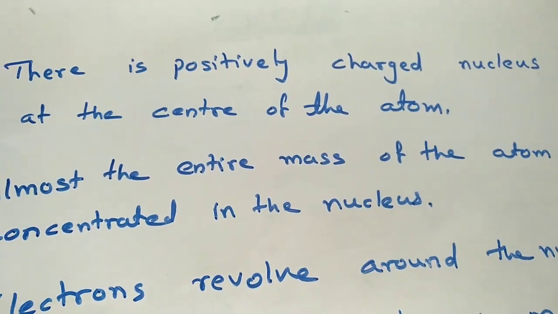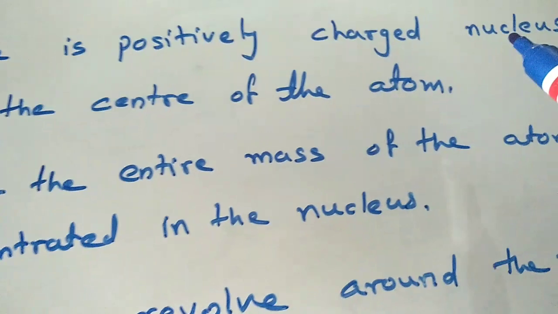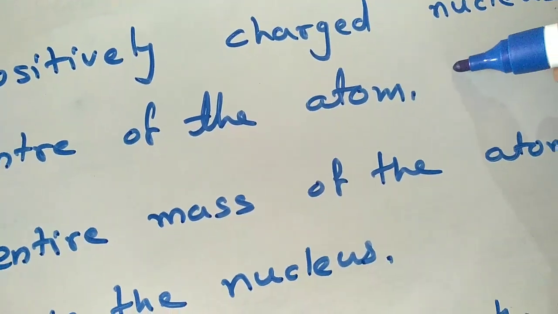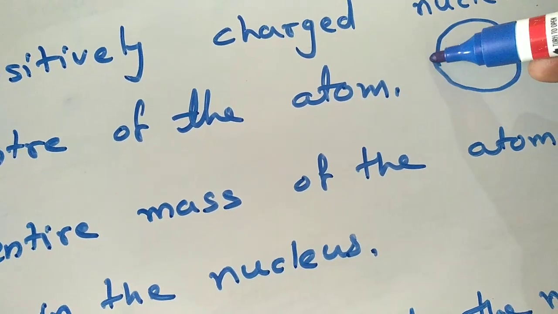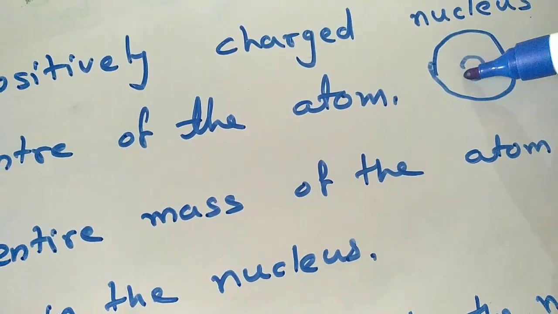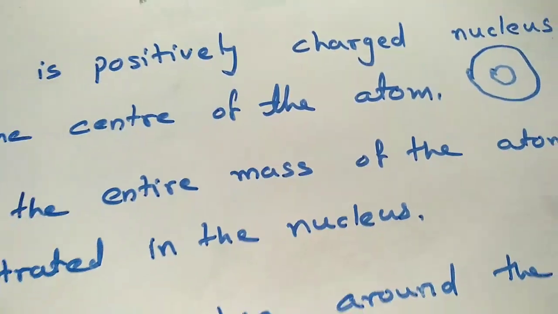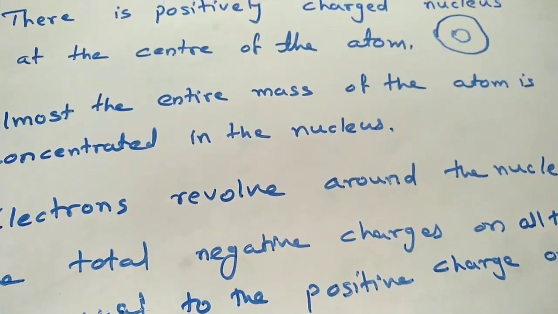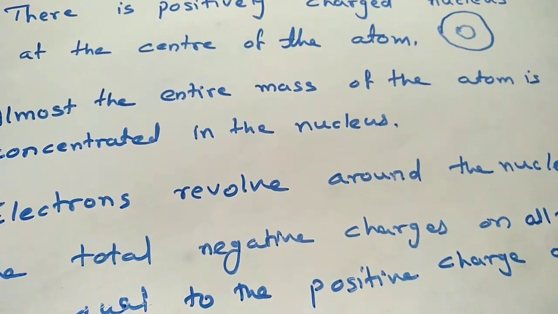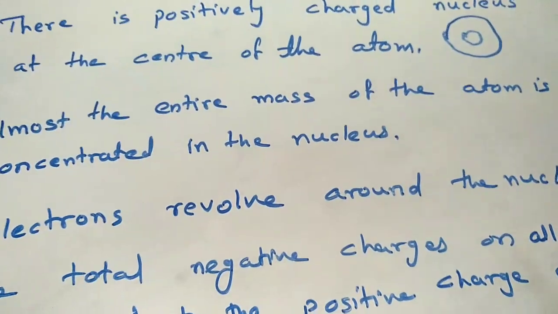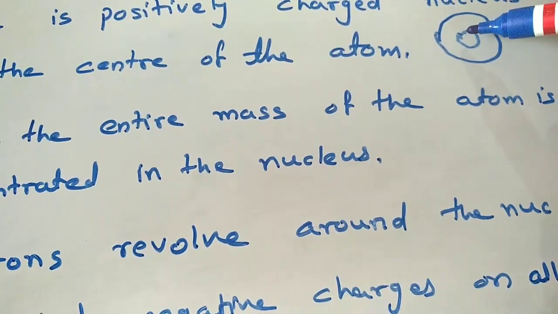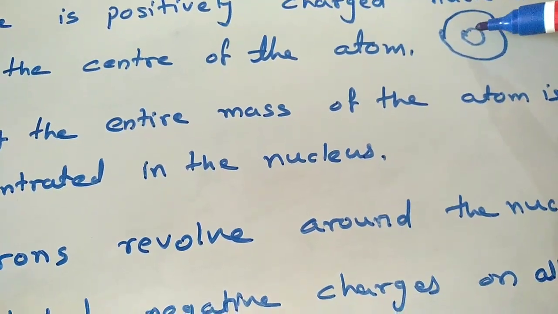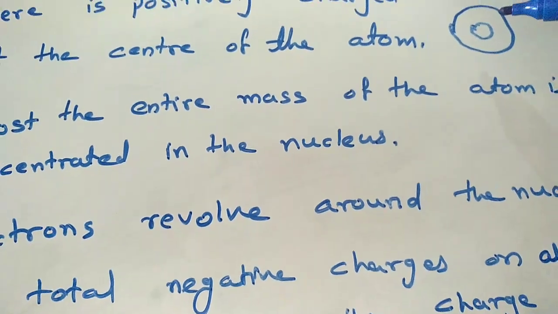So Rutherford came to the conclusion that there is a positively charged nucleus at the center of the atom. It means if this is the atom, there is a positively charged nucleus at its center. Almost the entire mass of the atom is concentrated in the nucleus, which means all the positively charged particles are located here.